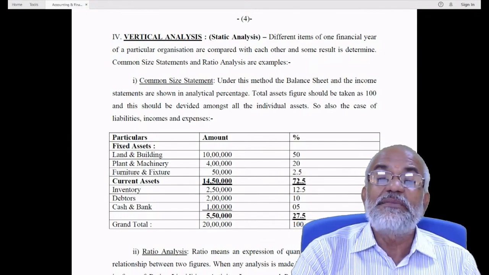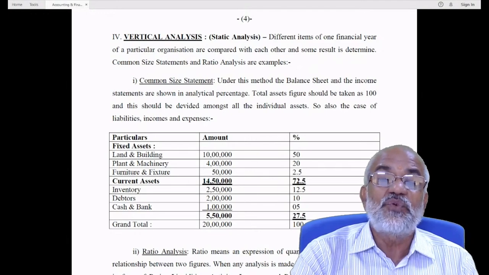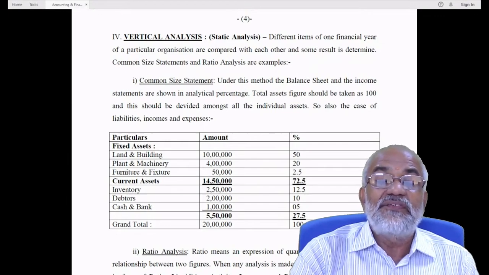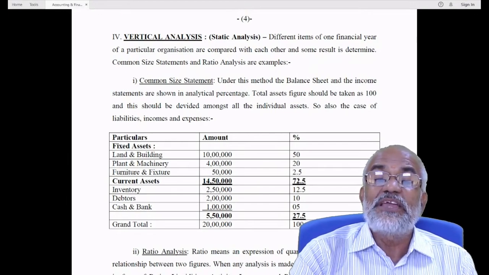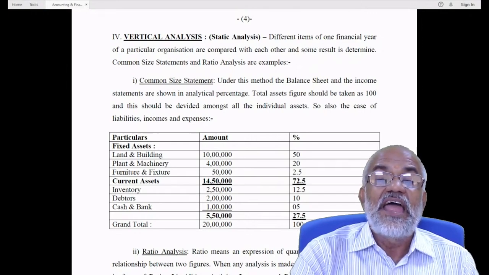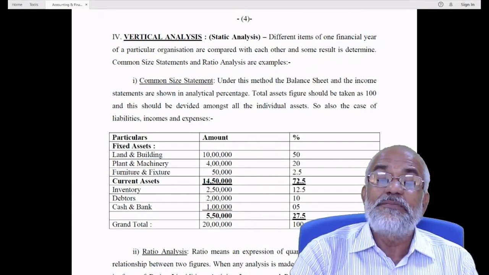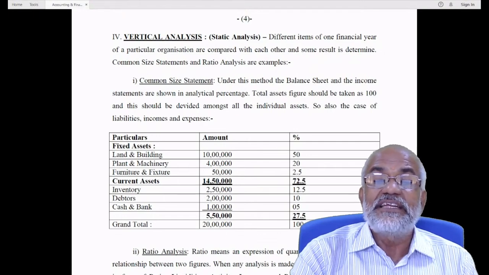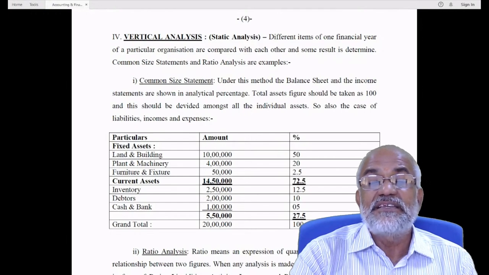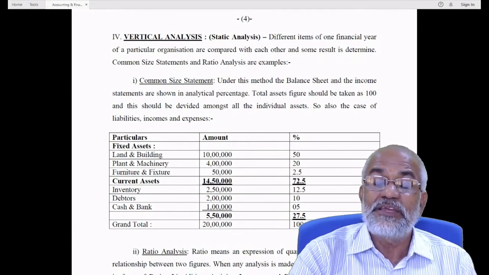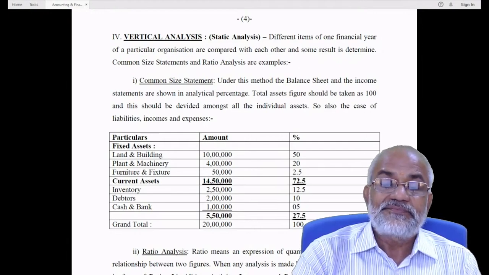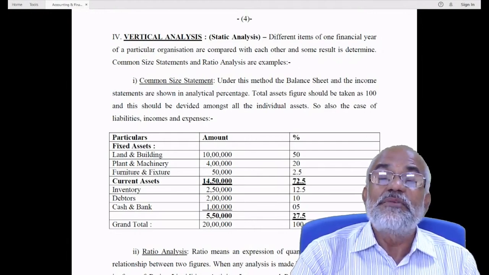The percentage of plant and machinery is about 20% of the total assets for that particular year, and the percentage of furniture and fixture is coming 2.5% of the total assets, and the inventory is coming 12.5% of the total assets. The debtors is coming 10% of the total assets, and the cash and bank balance, which is also a current asset, is coming about 0.5% of the total assets. So this is about common size statement.